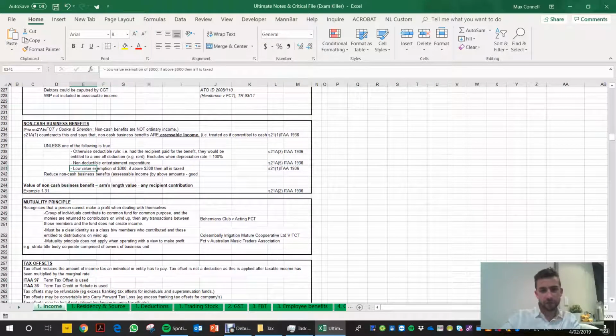And the last one, and the most common one, almost used all the time, is the low value exemption. So if they give you a Christmas gift, a bottle of wine or movie tickets, and it's under $300, it's fine. If it's above $300, then it's taxed. That's section 21.1.